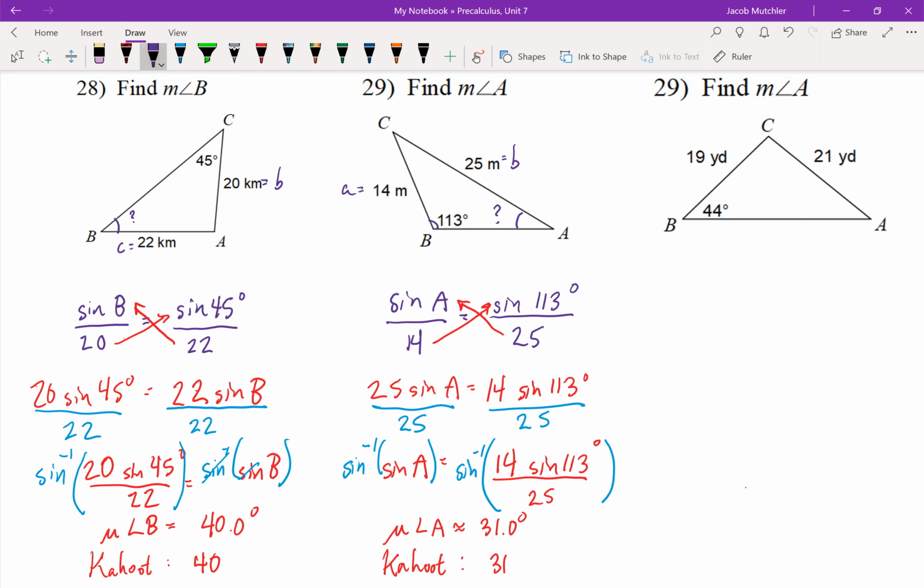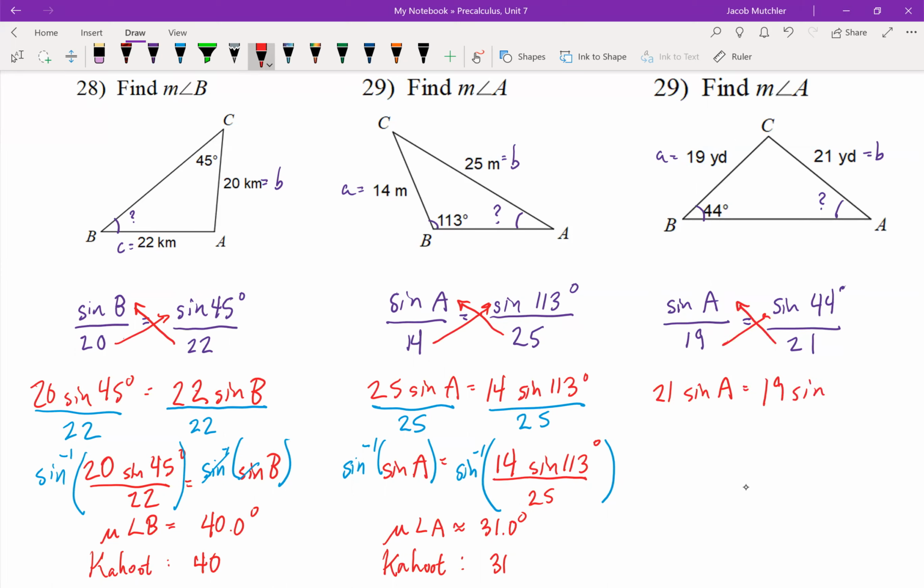My last example here is to find the measure of angle A. So again, I'm going to mark that. And then we would again set it up as sine of A over side A, which has a length of 19 yards, equals sine of B. So I see I have angle B here is 44 degrees, all divided by the side B. So the side opposite angle B is 21 yards. Very similar setup. So we're going to multiply 21 times sine of A equals 19 times sine of 44 degrees.